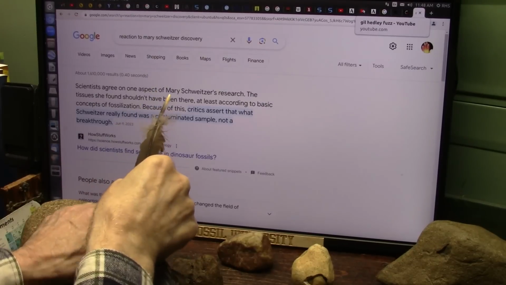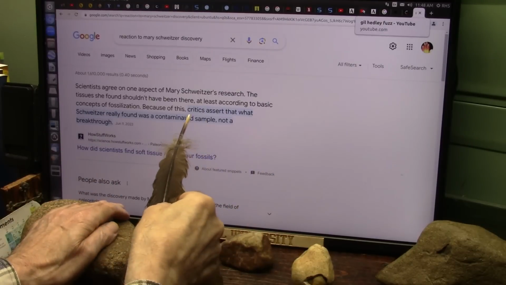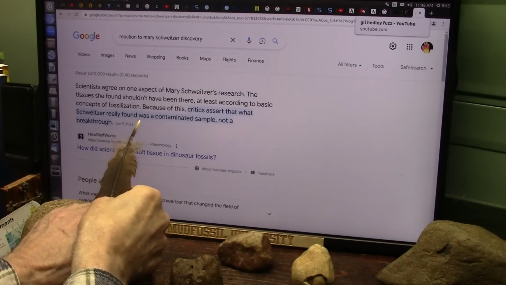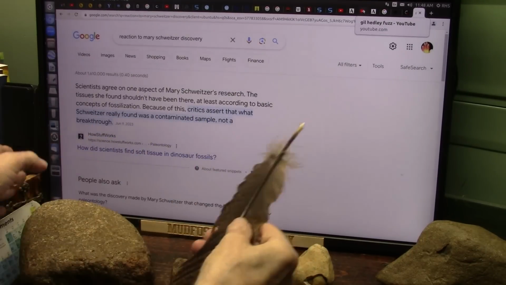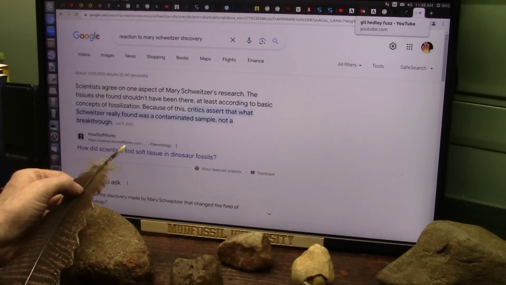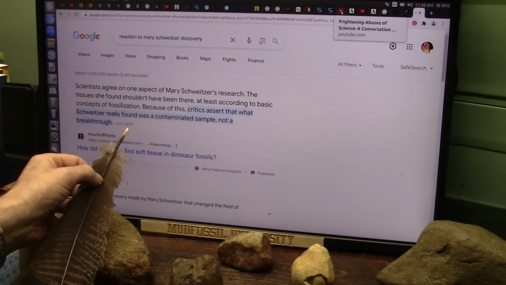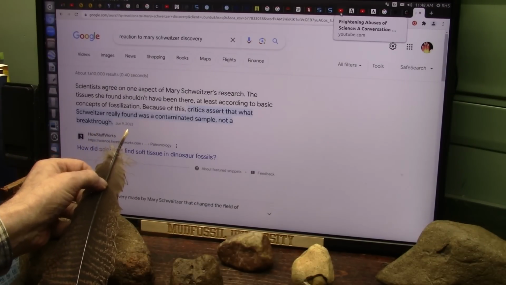All right, so don't forget, Mary Schweitzer, she really got attacked. And critics assert that what Schweitzer really found was contamination samples, not a breakthrough, da da da da. And they're still talking about this. This is just from June 2023.